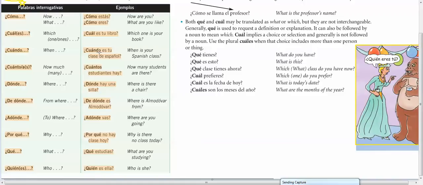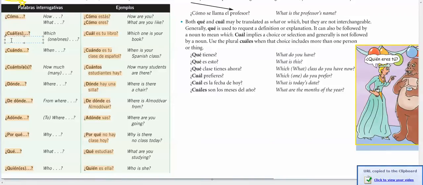Or I might say, ¿Cuáles son las capitales de todos los estados de los Estados Unidos? So what are the capitals, which are the capitals? If I want you to identify multiple things, we're going to use cuáles instead of cuál. So it can be written as cuál or cuáles.